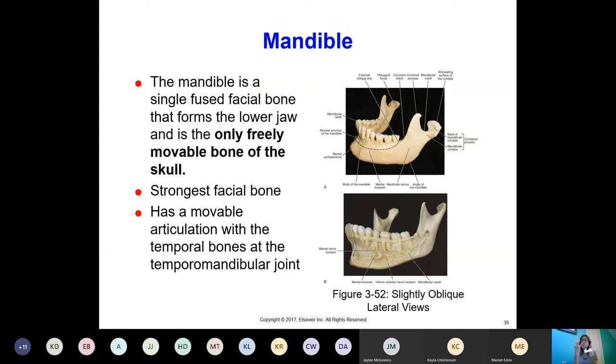The maxilla is more porous. It's not quite as strong. It's still a big, strong bone, but it's not as strong as the mandible. This becomes kind of important in dentistry when you're talking about placing implants or grafting bone, periodontal disease, any of those kinds of things. There's a difference between the maxilla and the mandible when it comes to those particular procedures or complications.